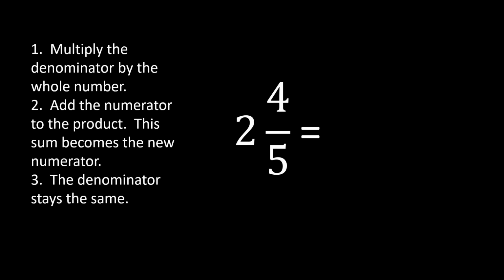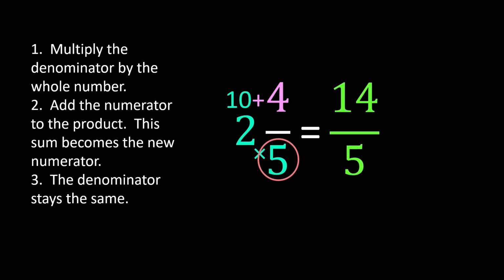In this example, we'll be turning 2 4/5 into an improper fraction. To do that, we'll start with our denominator of 5, and we're going to multiply the denominator of 5 times the whole number 2. 5 times 2 is 10, and we take that product and we add it to our numerator. 10 plus 4 is 14. The sum of 14 becomes our numerator, and the denominator of 5 remains the same. So 2 4/5 is equal to 14/5.